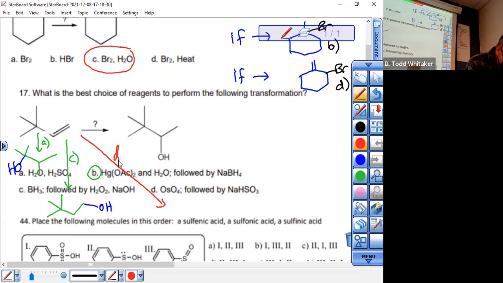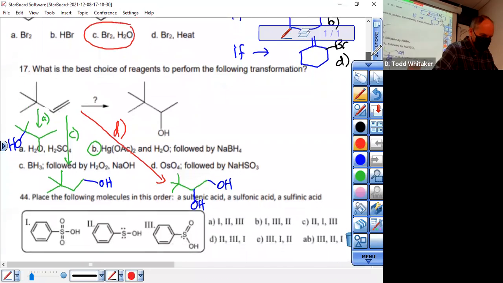D gives a vicinal dihydroxylated compound. Wow, that's a lot of words. Vicinal diol. There, that's D. Not the right answer either. So B is the right answer, and we talked about why.